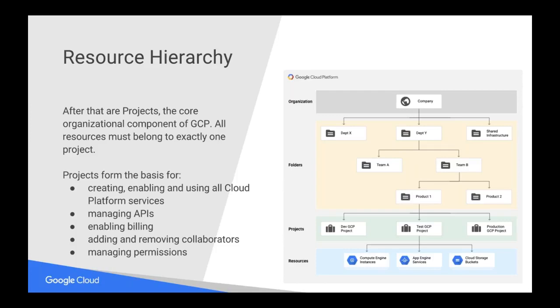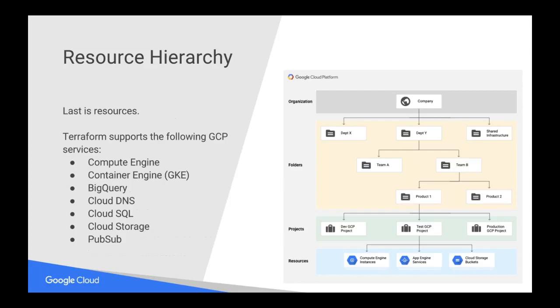After that are projects, which are the core organizational component of GCP. All resources must belong to exactly one project. Projects form the basis for creating, enabling, and using all cloud platform services, managing APIs, enabling billing, adding and removing collaborators, and managing permissions.